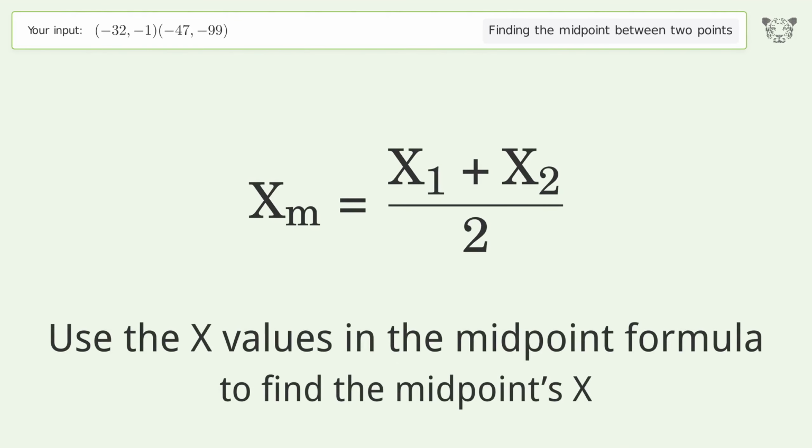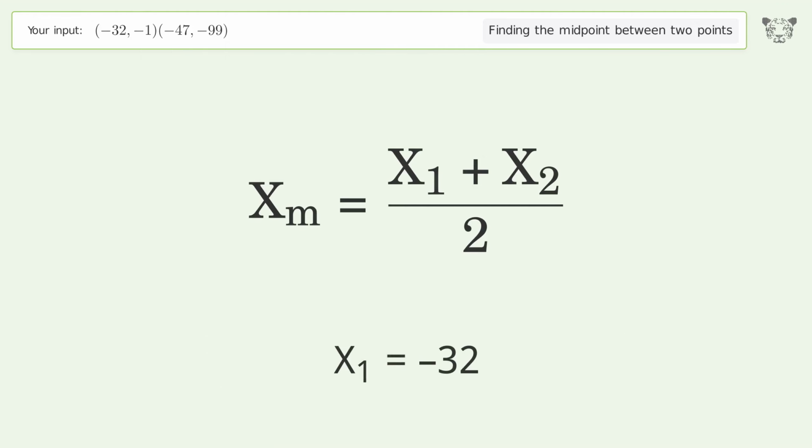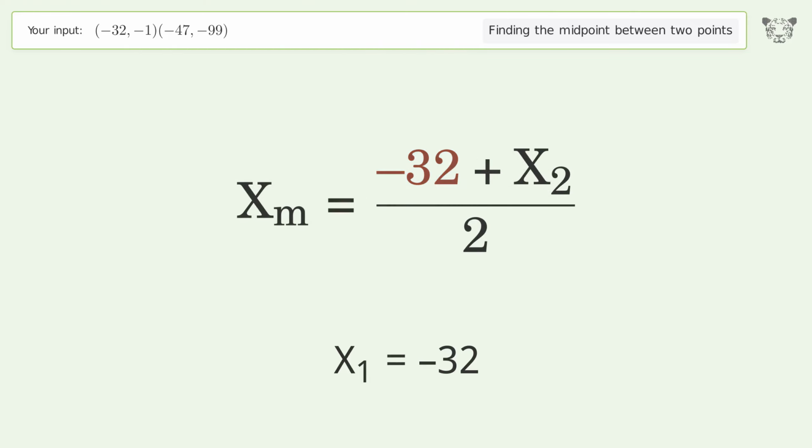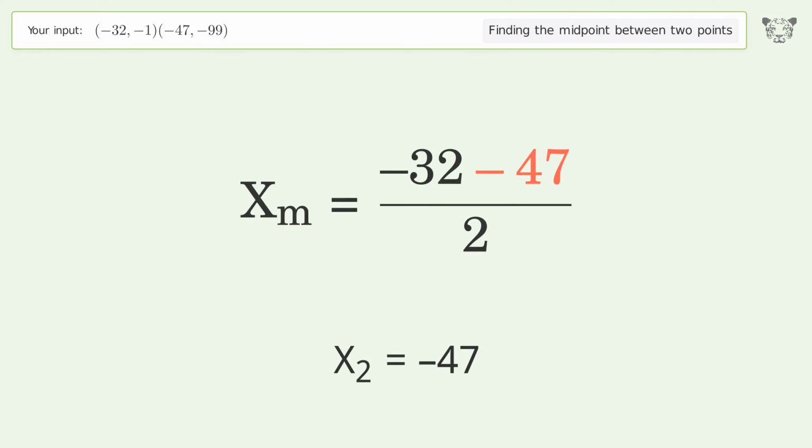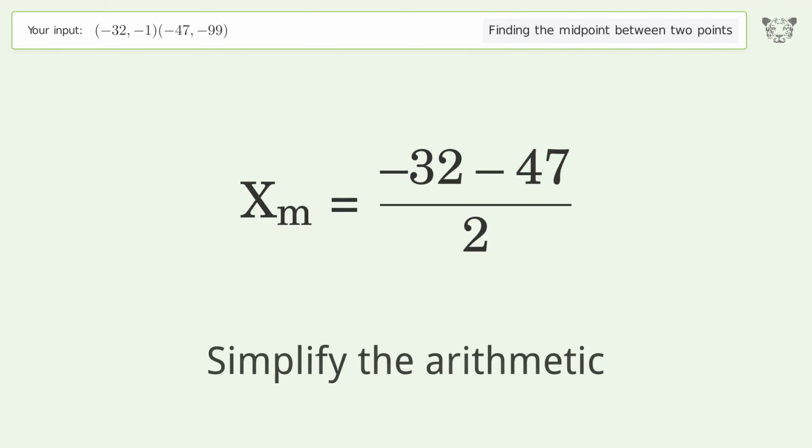Use the x values in the midpoint formula to find the midpoint's x. x1 equals -32. x2 equals -47. Simplify the arithmetic.